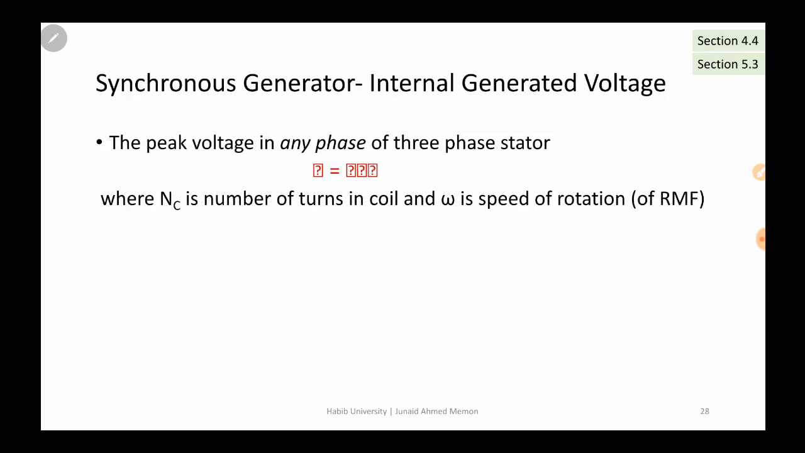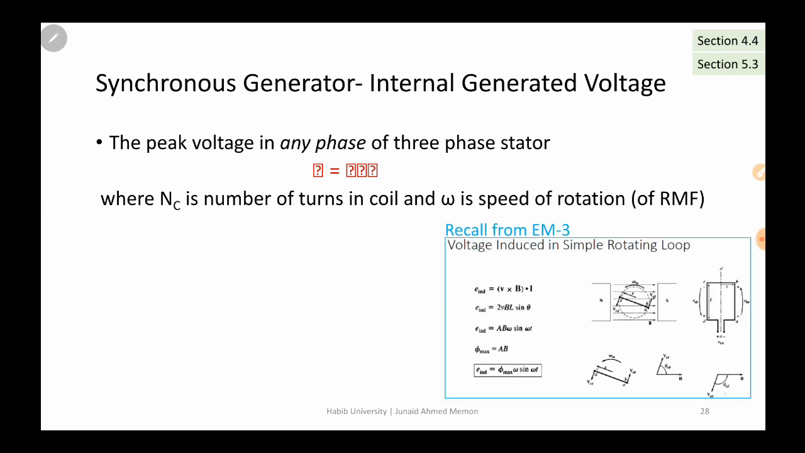After that, we have the internal generated voltage in the synchronous generator case. So we derived this expression. The expression is not visible, so I will write it again here.